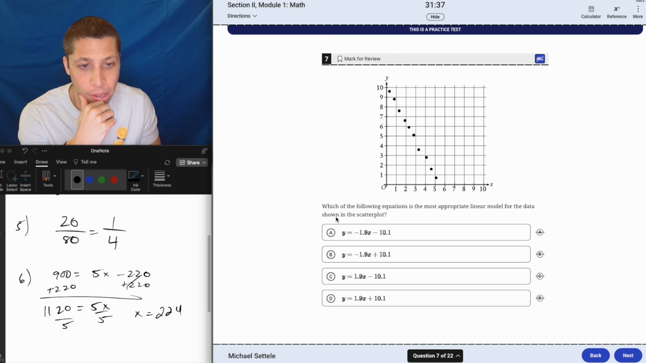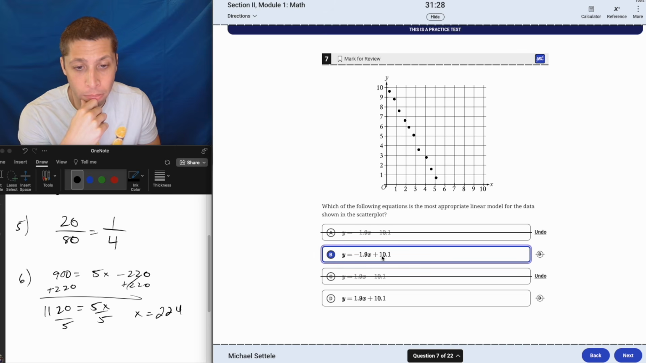Okay. What's the following appropriate linear model? So it's got a y-intercept of 10-ish. So not -10. And it's a negative slope. So it's got to be that.